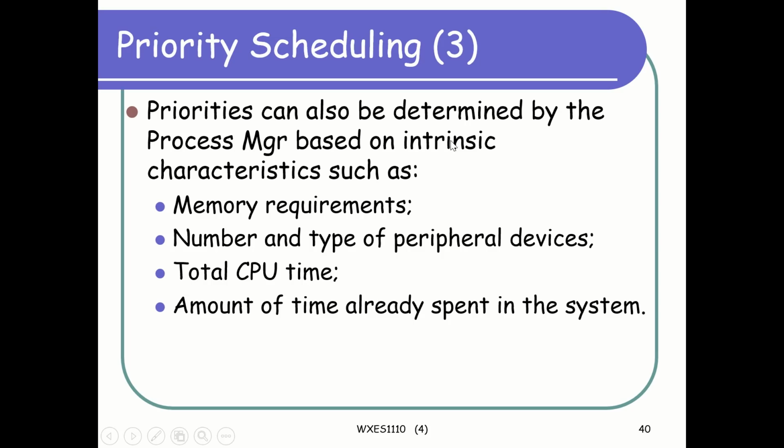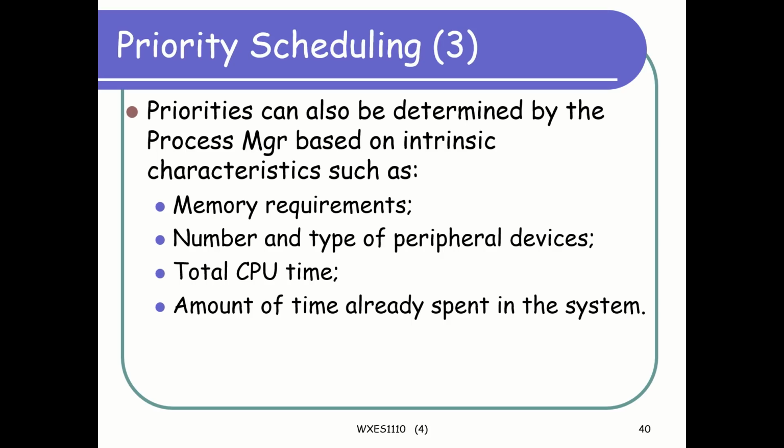Priorities can also be determined by the process manager based on intrinsic characteristics such as memory requirements, where jobs requiring large amounts of memory could be allocated lower priorities, or conversely, the number and type of peripheral devices. Jobs requiring many peripheral devices are allocated lower priorities than those requesting fewer devices. Total CPU time: jobs with long estimated runtimes are assigned lower priorities. And amount of time already spent in the system, based on the total amount of elapsed time since the job was accepted for processing.